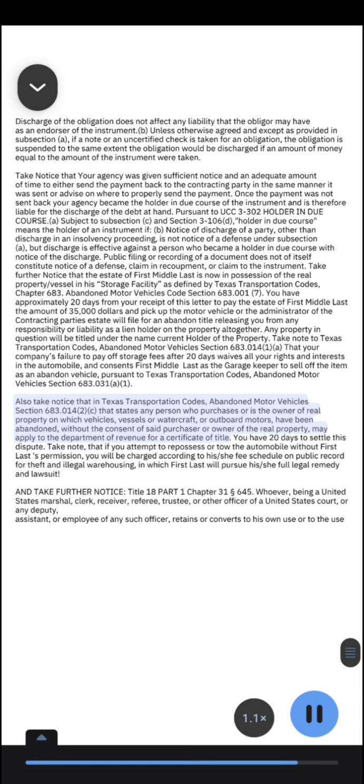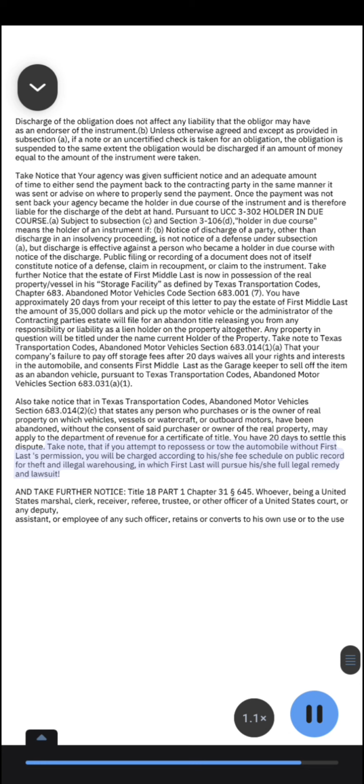Also take notice that in Texas Transportation Code, Abandoned Motor Vehicles Section 683.0142(c) it states any person who purchases or is the owner of real property on which vehicles, vessels or watercraft, or outboard motors, have been abandoned, without the consent of said purchaser or owner of the real property, may apply to the Department of Revenue for a certificate of title. You have 20 days to settle this dispute.